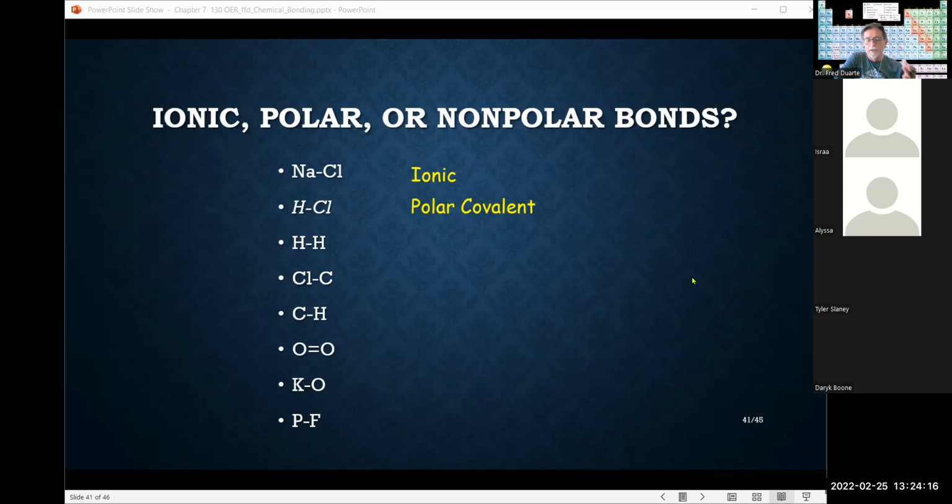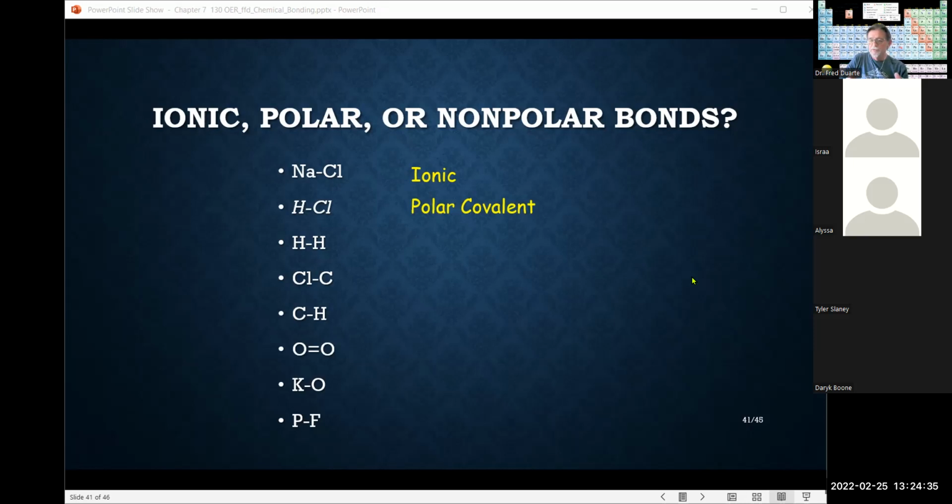But HCl, when it's in water, it's called hydrochloric acid. But if it's out of water, like a gas, it's called hydrogen chloride. So if they classify it as aqueous, it's called hydrochloric acid. If it's not aqueous, then it's hydrogen chloride. So either way, this is a polar covalent bond.